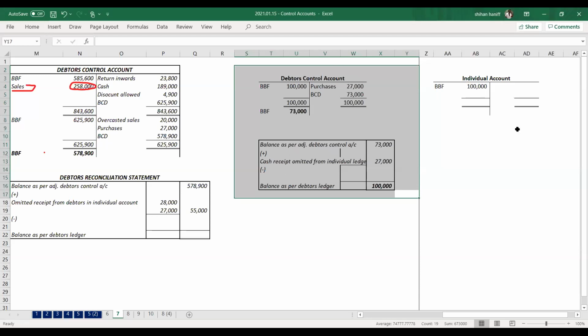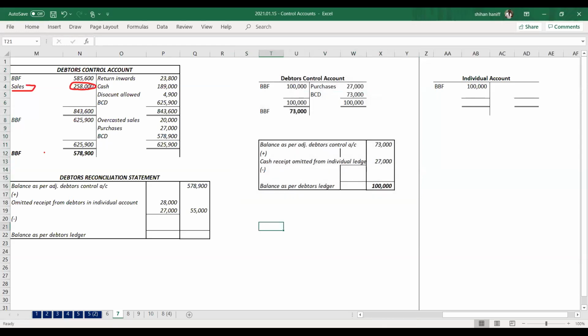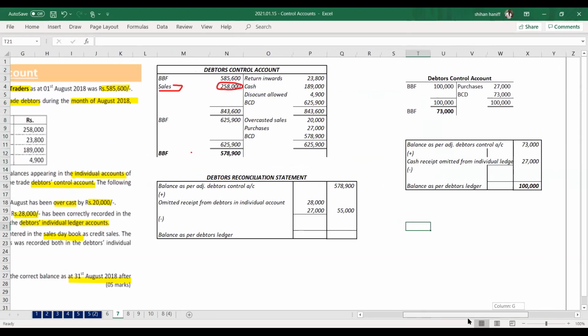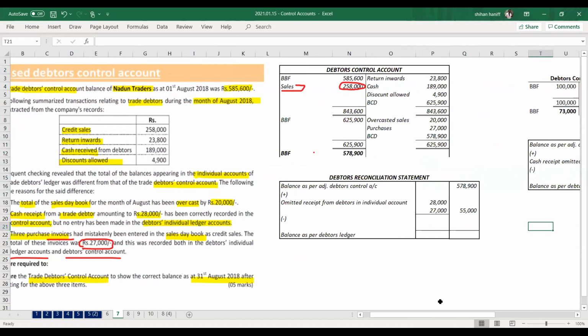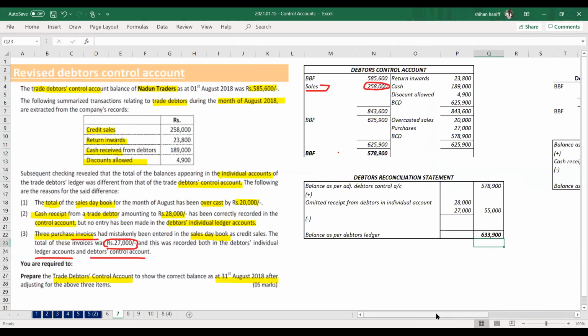Again, this is only you know. This is not your part. So that's the reason we add this. So the answer is 633,900. That's the balance as per debtors ledger.